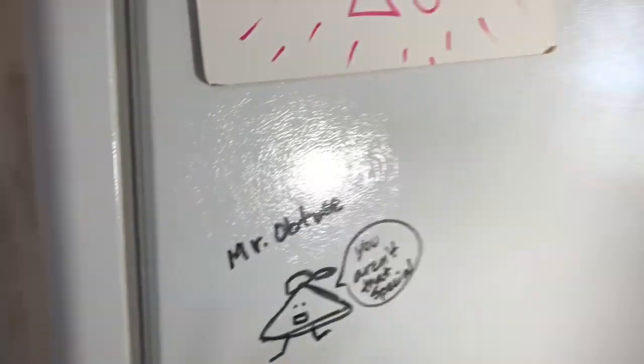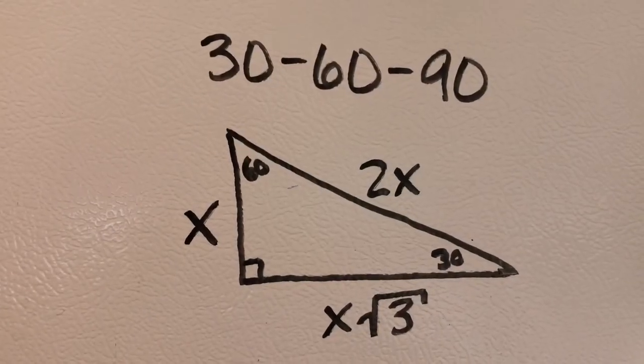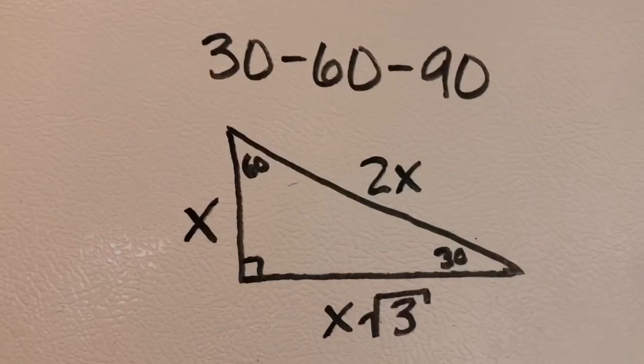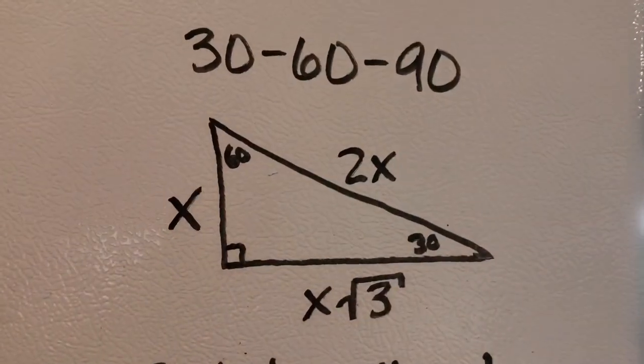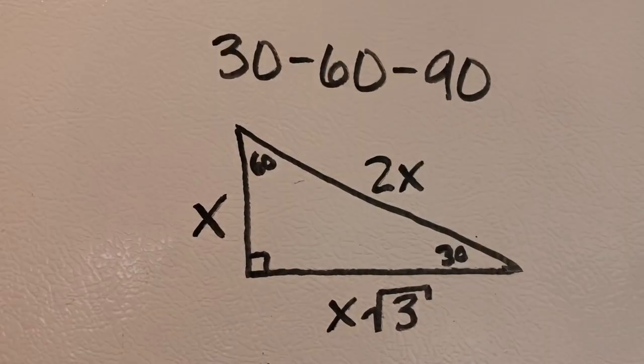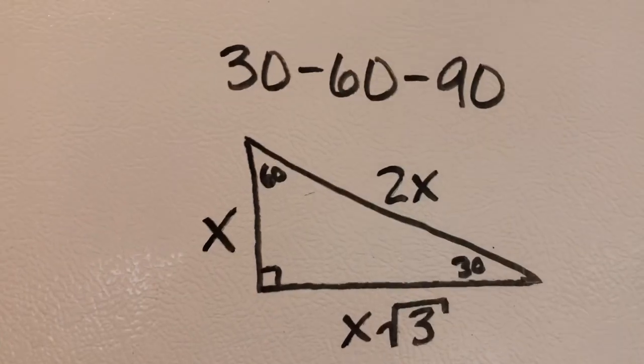He's just insecure. So that brings us to the 30, 60, 90 triangle. This one is a little bit different to show you how this pattern emerged using the Pythagorean theorem. So I'm just going to jump right into what the pattern looks like for each side and how we can find the other two sides if we're given one of them.